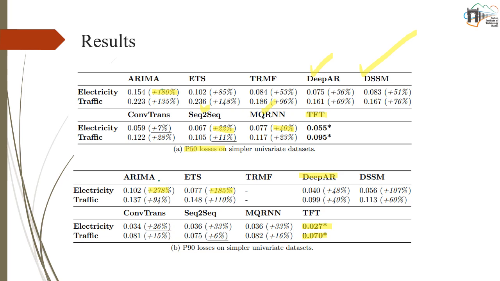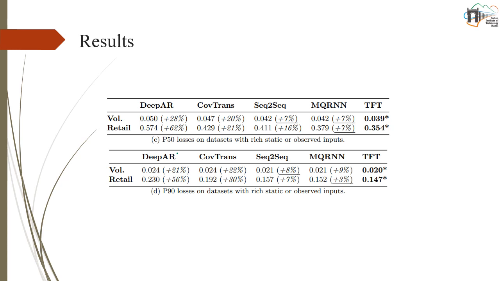Now let's see the other two data sets and how they performed. In this case, the volume and retail data sets, which I told you earlier, were the more complex data sets with a larger number of variables. They were multivariate in nature. Also, their look-back period was different, and their forecast time was different.